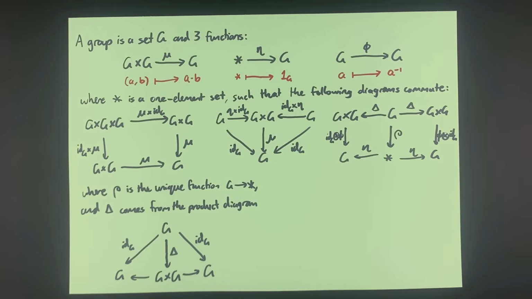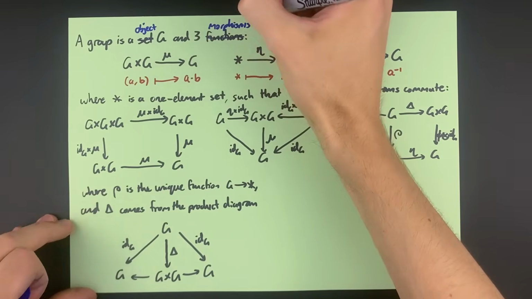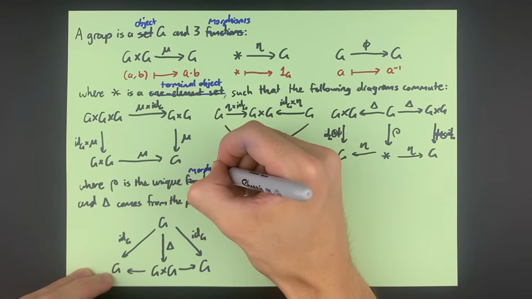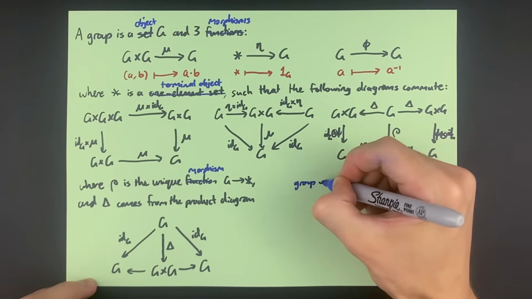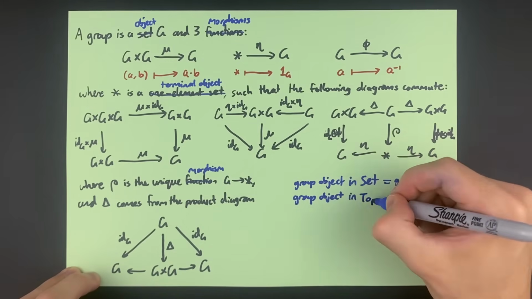Why is this useful? Well, now that our definition has no mention of the elements of G, we can take the whole thing and transport it to another category, as long as that category has products and something which behaves like a one-element set, called a terminal object. So a group is just a group object in the category of sets. But what's a group object in the category of topological spaces?